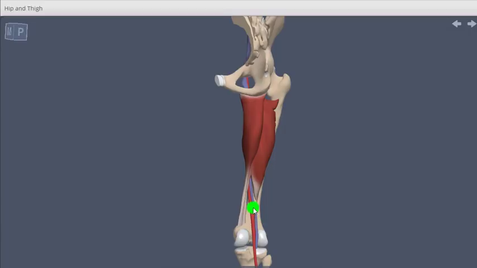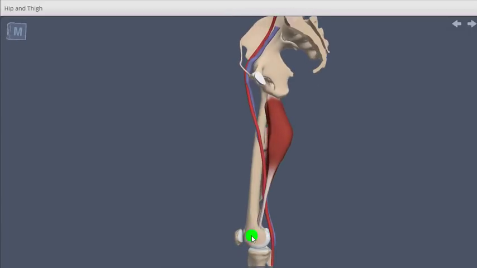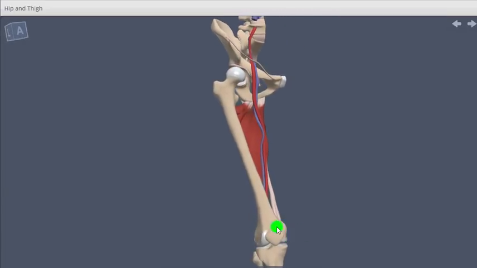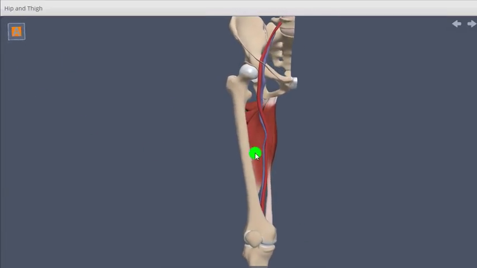Same concept for the popliteal vein. Once it passes through the adductor hiatus, it becomes femoral vein, and the femoral vein here passes below the inguinal ligament to continue as external iliac vein.